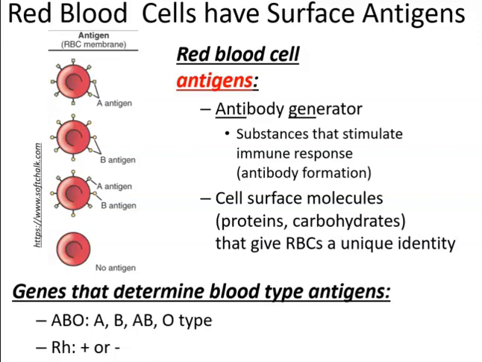So for example, if we have type A blood, that means the A antigen is present on the surface of the red blood cell. If a patient has type B blood, that means the B antigen is on the surface of the red blood cell. If a patient has type AB blood, that means both A and B antigens are on the surface of the red blood cell. If a patient has type O blood, that means there are no antigens on the surface of the red blood cells. So again, it's these surface antigens that determine blood type.